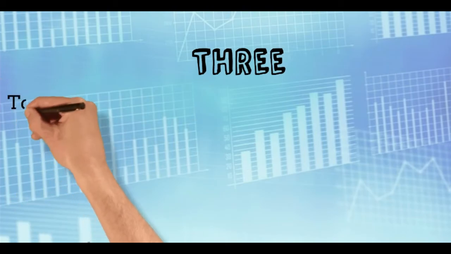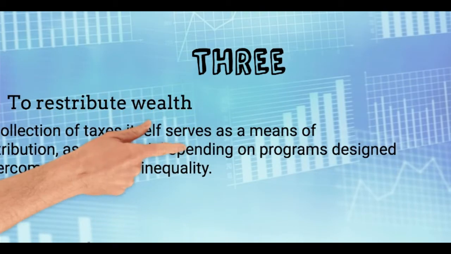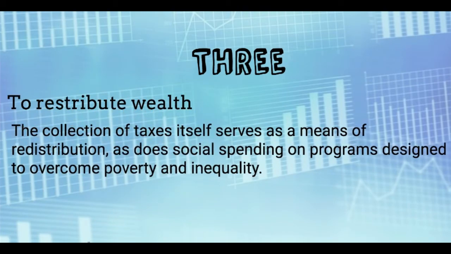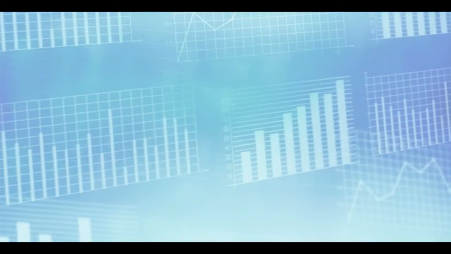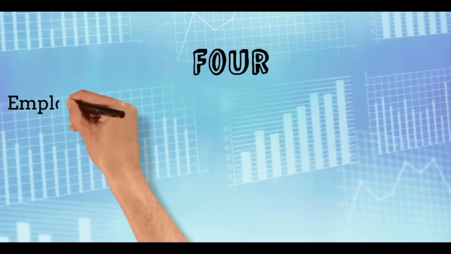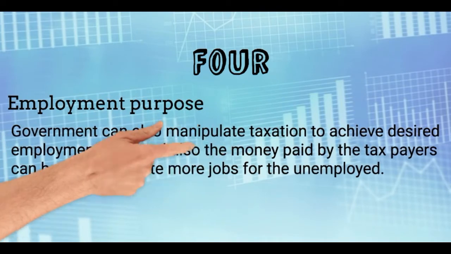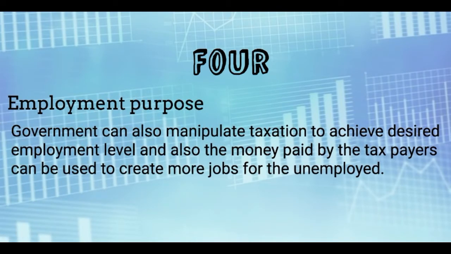3. To redistribute wealth. The collection of taxes itself serves as a means of redistribution, as does social spending on programs designed to overcome poverty and inequality. 4. Employment purpose. Government can also manipulate taxation to achieve desired employment levels, and the money paid by the taxpayers can be used to create more jobs for the unemployed.